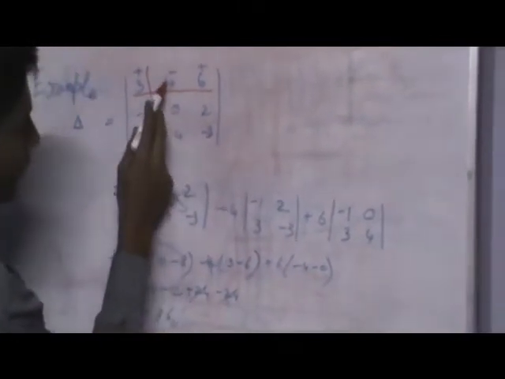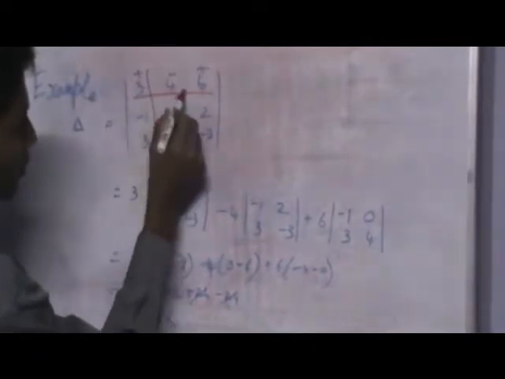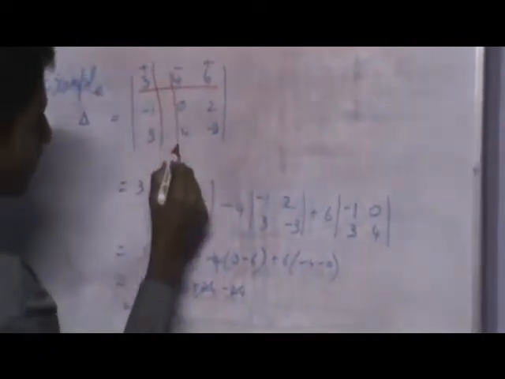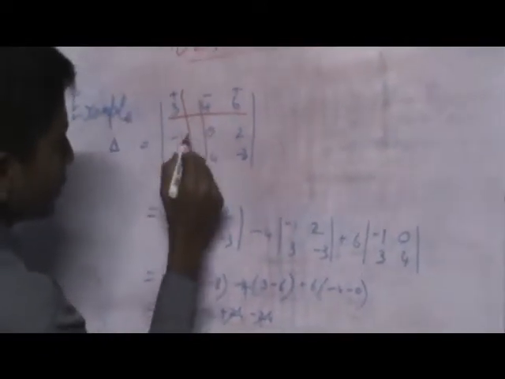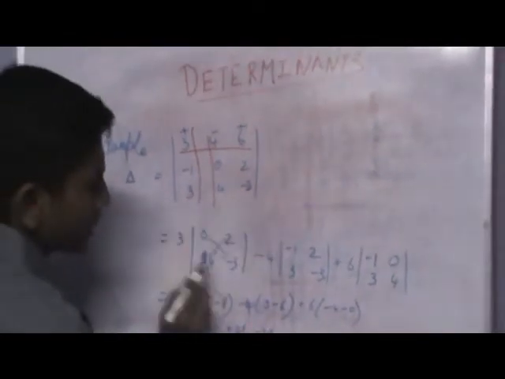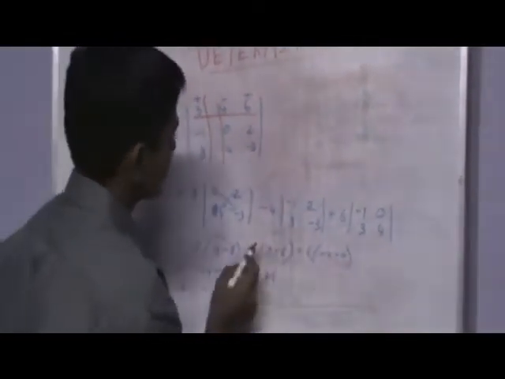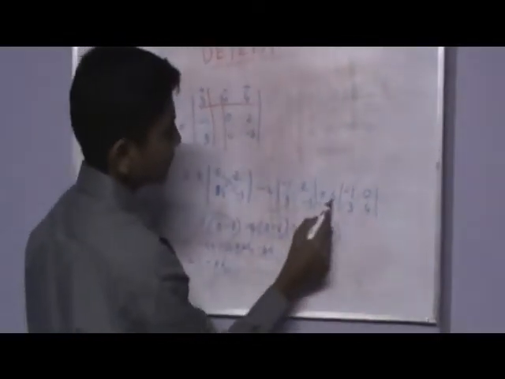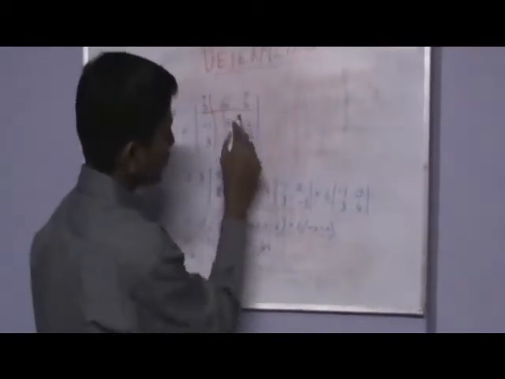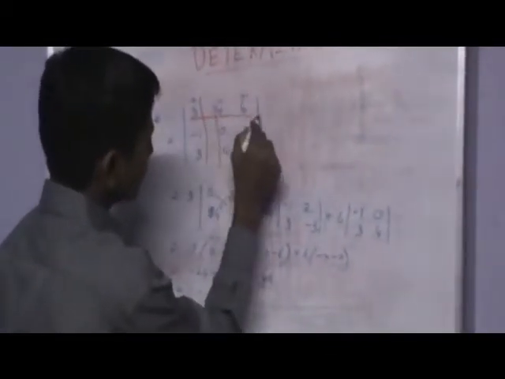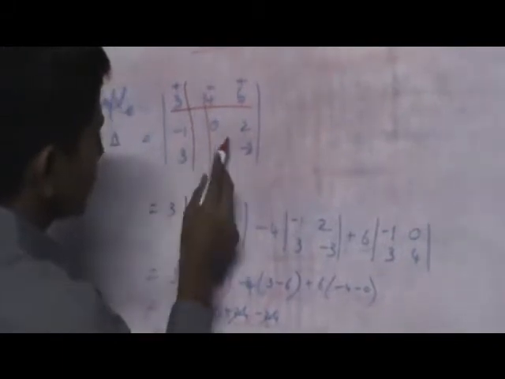What is the cofactor of 4? Minus. Then we should leave that row and that column. Then what is the remaining? Minus 1, 2, 3, minus 3. And what is the cofactor of 6? Plus 6 into, we should leave that row and the column. What is remaining? Minus 1, 0, 3, 4.